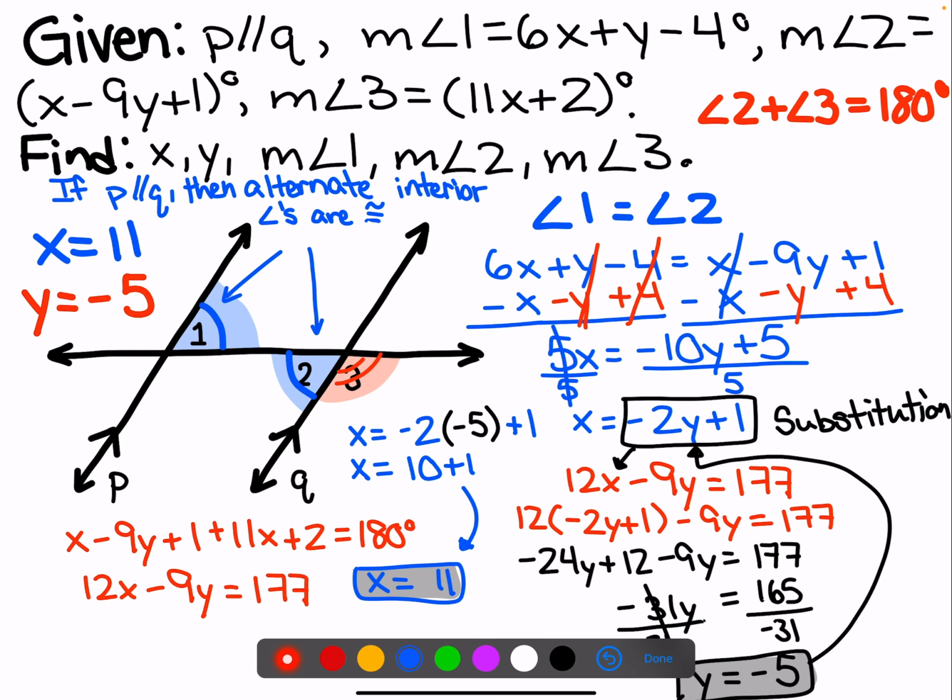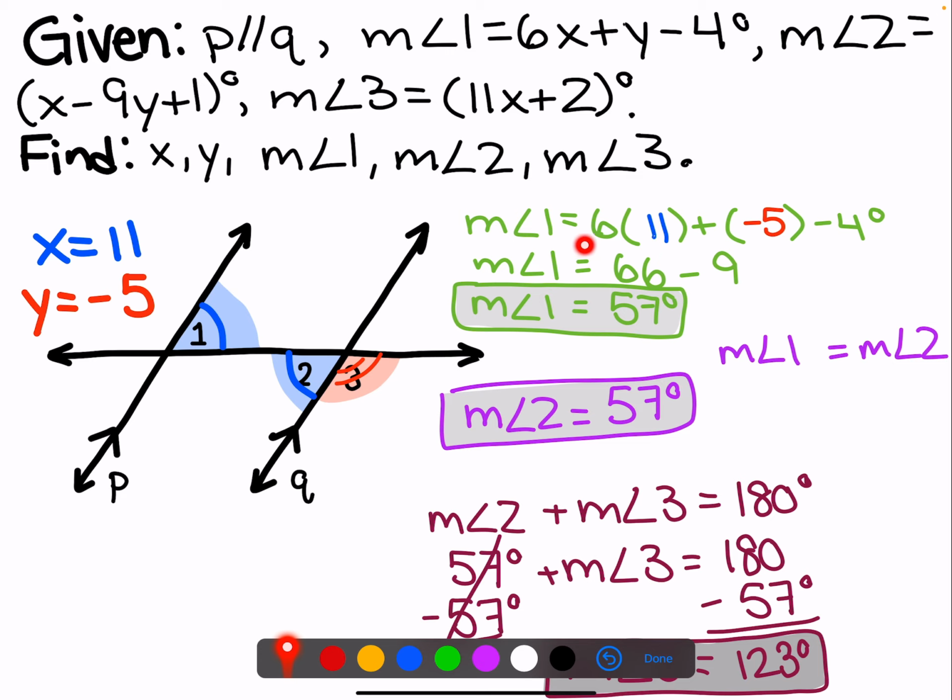So again, here's all the work that we just did to find x and y. Now I'm going to plug them back into these equations. So the measure of angle 1 is 6 times 11 plus negative 5 minus 4. Gives me 66 minus 9, which is equal to 57 degrees. Now again, angle 1 and angle 2 are congruent. So angle 2 is also equal to 57 degrees. I don't need to do any more work on that.